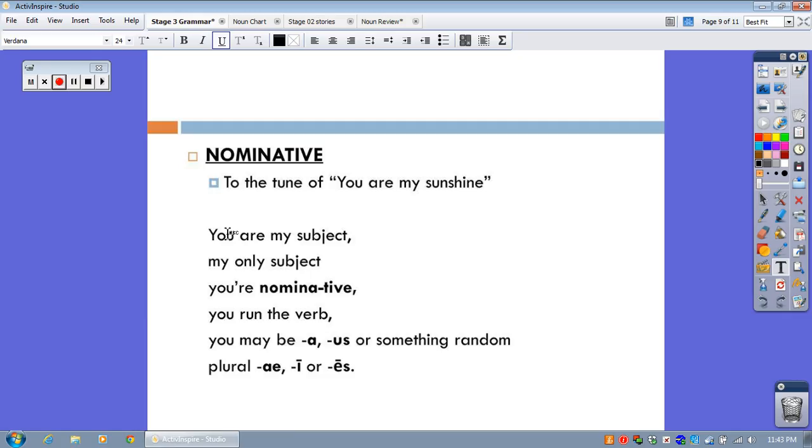And this is the way it goes. All the songs will tell you, they're all done by case, for nouns anyway, and they always tell you the name of the case, what they're used for, and then the way the endings go always will be first, second, third declension, singular, followed by first, second, third declension, plural. So this one goes, you are my subject, my only subject, your nominative, you run the verb, you may be A, US, or something random, plural A, E, I, or ES.